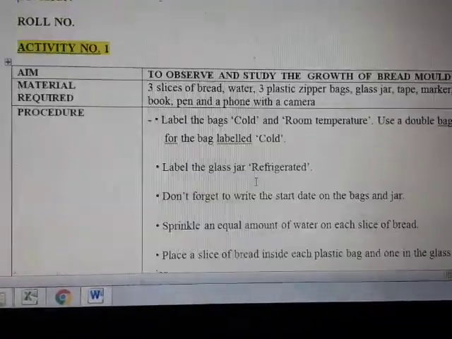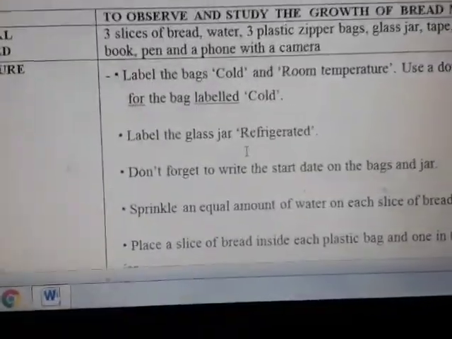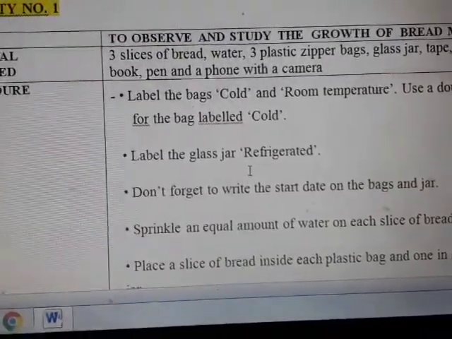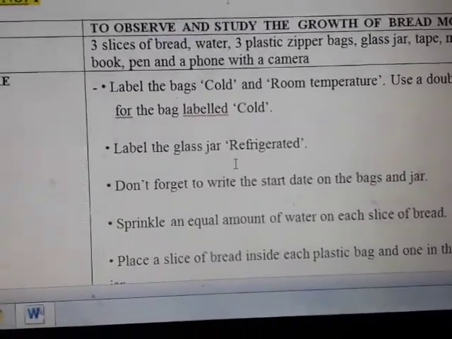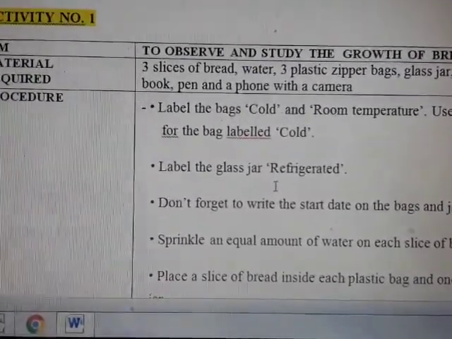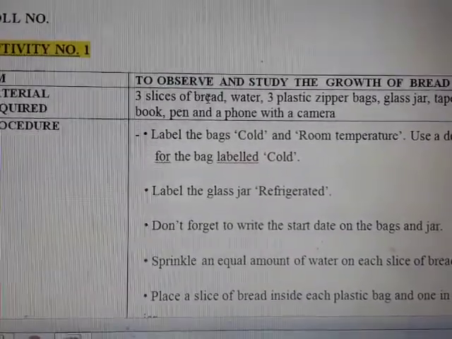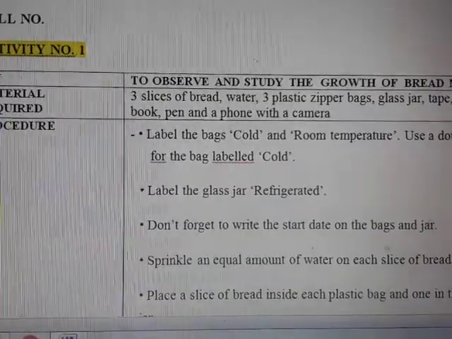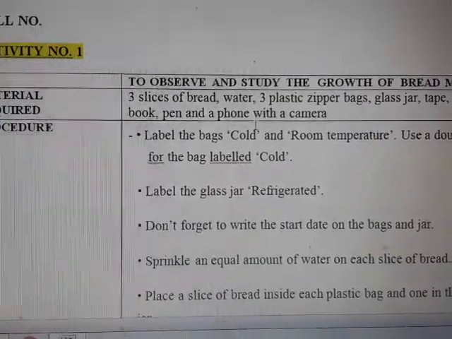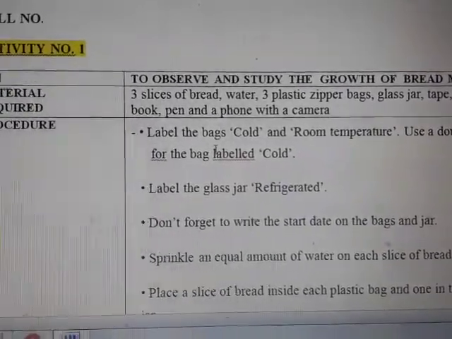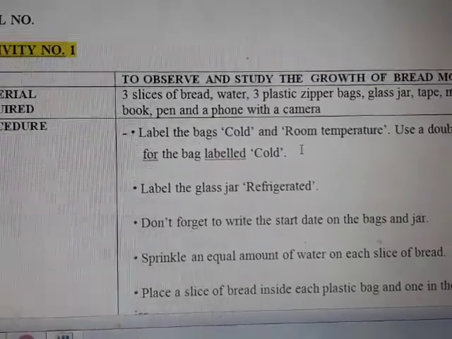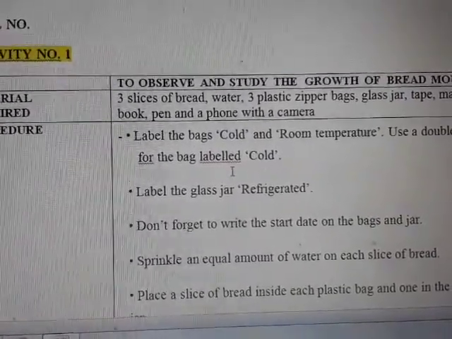In the procedure, I'll just explain in short. Now you have to take 3 zip bags and label the bags. Here it is given: 3 slices of bread, water, 3 zipper bags, glass jar, tape, marker, pen, phone and a camera. Label the bags cold and room temperature. Use a double bag for the label cold.